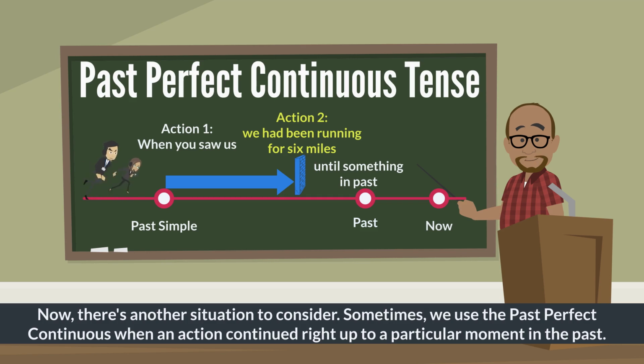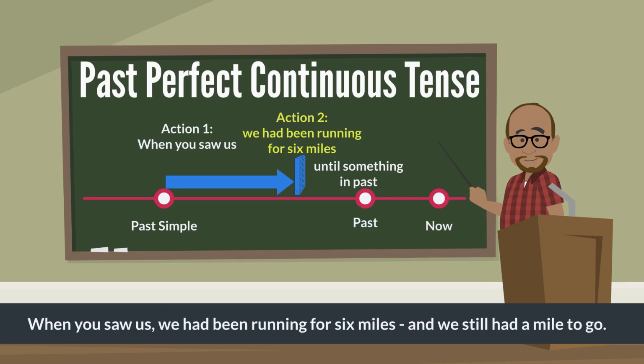Sometimes, we use the past perfect continuous when an action continued right up to a particular moment in the past. Picture this: when you saw us, we had been running for 6 miles, and we still had a mile to go.